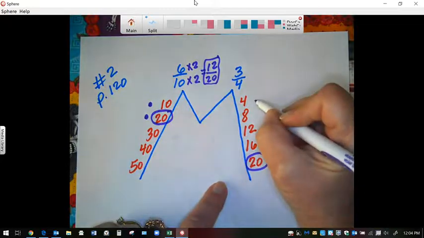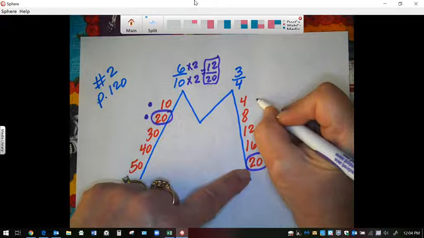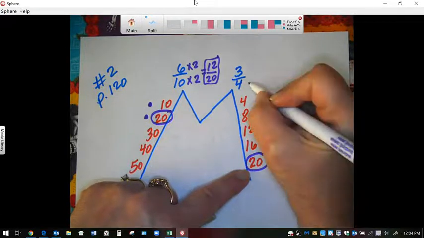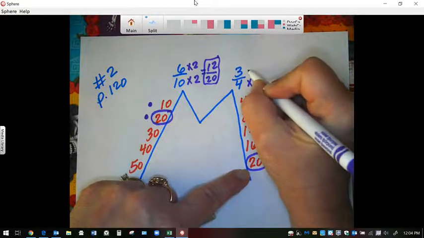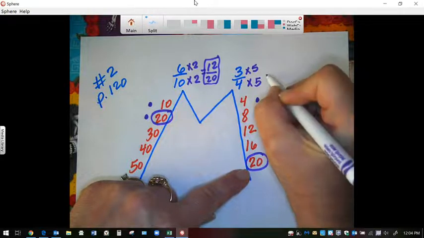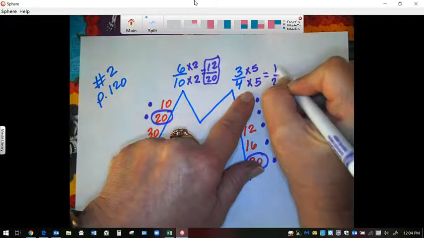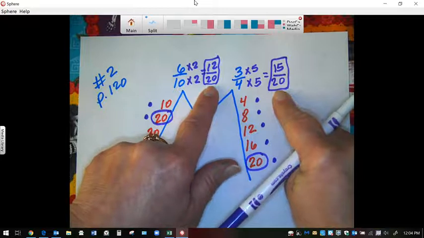We're going to draw our dots to see how many multiples we used to get to the 20. 1, 2, 3, 4, 5. So that's what we're going to multiply by. 4 times 5, and what you do to the bottom, you do to the top. And now we multiply. 4 times 5 is 20. 3 times 5 is 15. And you can see that now they both have the same multiple.